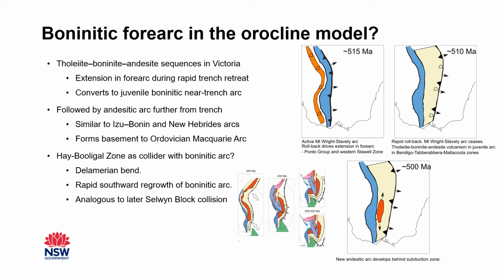As a cheeky modification to this model, we could add the Hay-Booligal zone as a Cambrian indenter. Similar to, but earlier than, the Selwyn block that is the protagonist of the later Lachlan orocline. Bending of the Delamerian arc, curvature of the stall zone, and incorporation of the Hay-Booligal zone behind a southward migrating, healing subduction zone represents an earlier iteration of the same processes responsible for the Lachlan orocline.